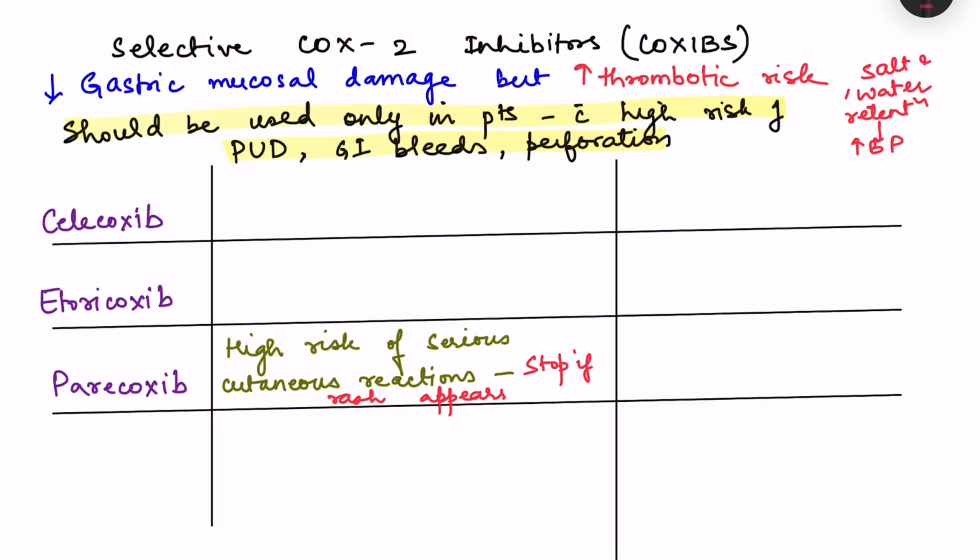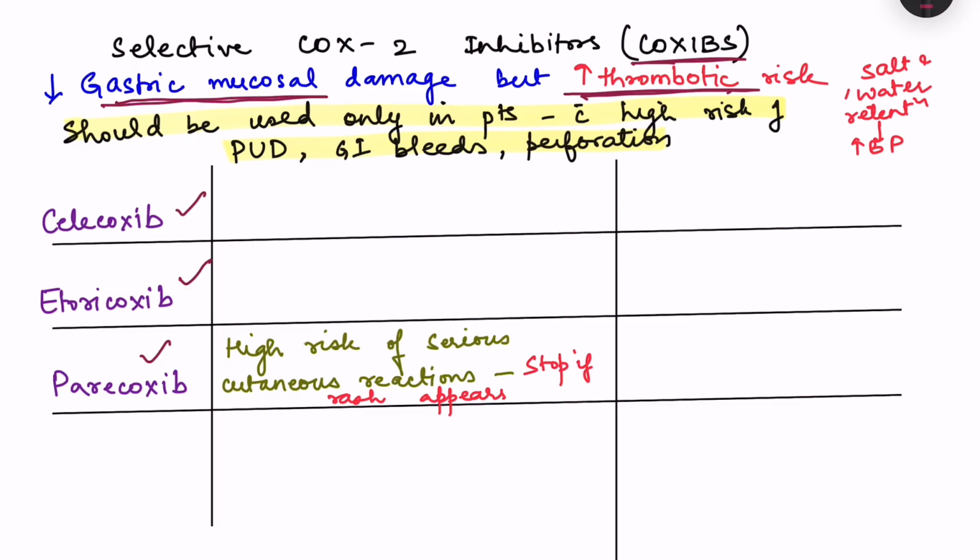Moving on to the selective COX-2 inhibitors, which are also known as coxibs. These include celecoxib, etoricoxib, parecoxib, and remember that because they are selective COX-2 inhibitors, there is much more increased thrombotic risk. However, gastric mucosal damage is lesser.